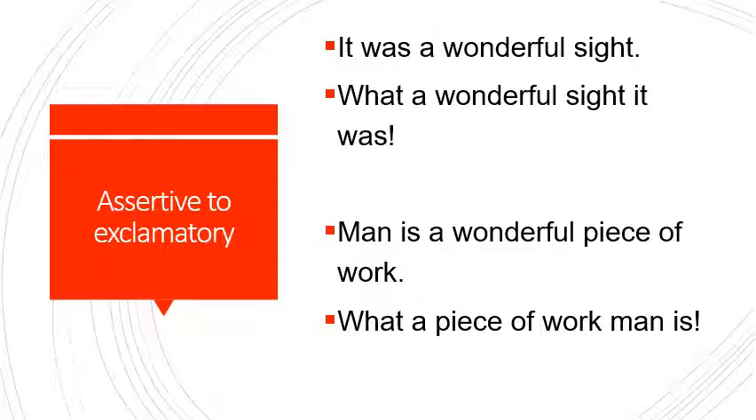Is അല്ലെങ്കിൽ was സെന്റൻസിന്റെ അവസാനം വേണം വരാൻ. What a piece of work is man അല്ല. What a piece of work man is. Is or was should come at the end of the sentence.